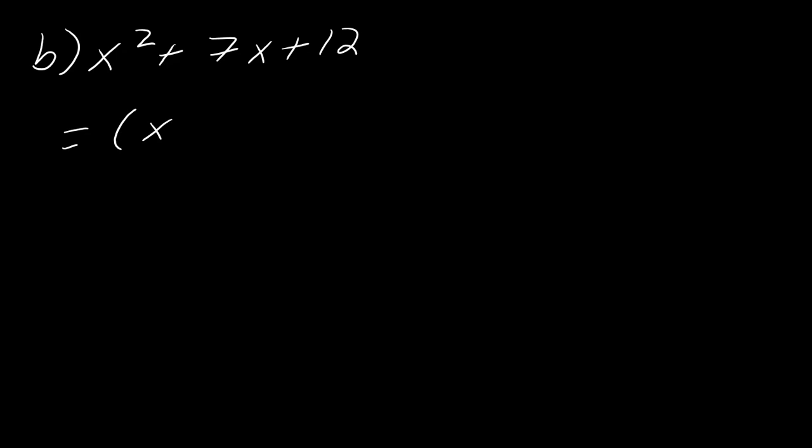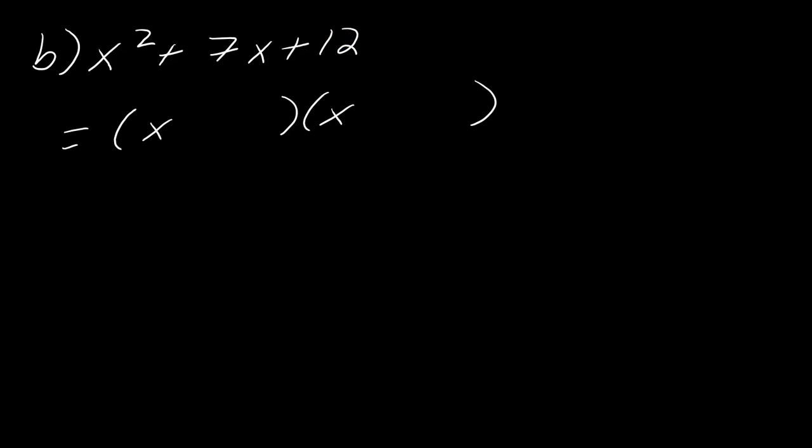So now let's do x squared plus 7x plus 12. I'm going to have x times x to set this up, and then you can take a second here just to figure out what you would multiply to get to 12.